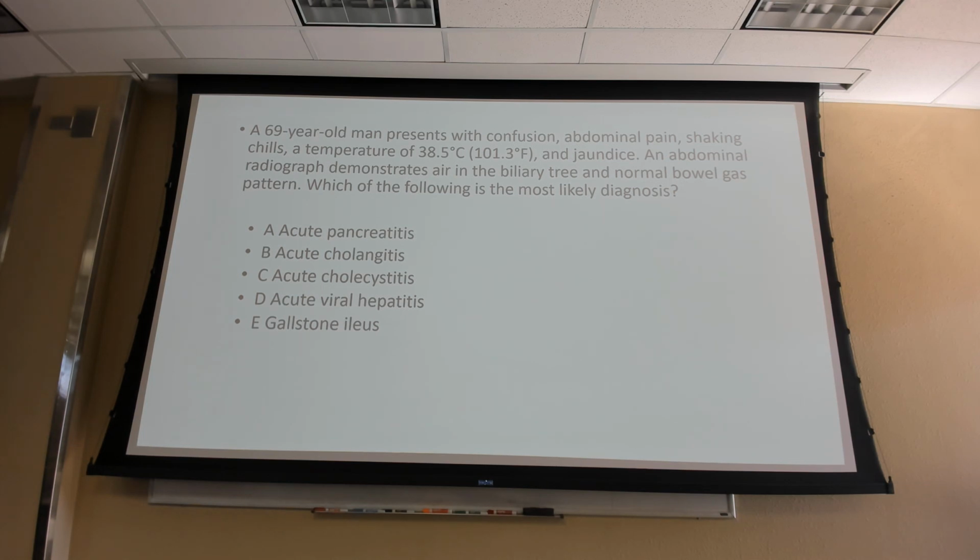And then for gallstone ileus, we can see air in the biliary tree, right? Why is this one not a gallstone ileus? So we got the jaundice with it, right? So we have jaundice and a fever, and we don't see an obstructive pattern on our x-ray. So that would make us less suspicious for a gallstone ileus.